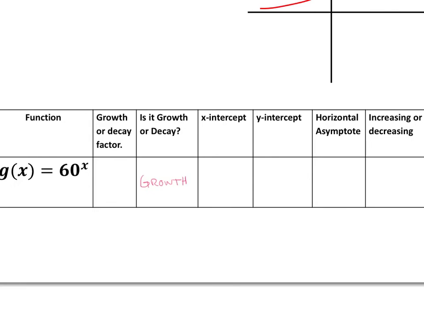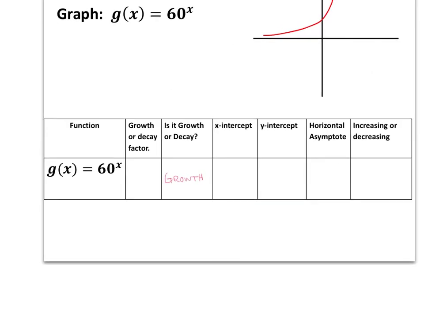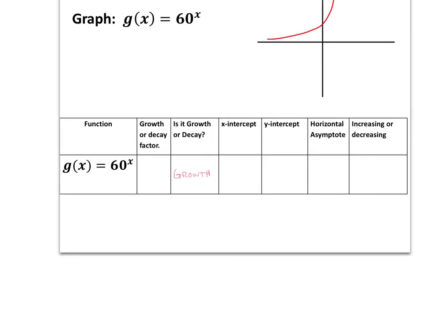Now we're looking at the x-intercept on this one, and the x-intercept is going to be where it crosses that x-axis. So right along here, it gets real close to, but never quite touches. So in this case, it will be none as well.